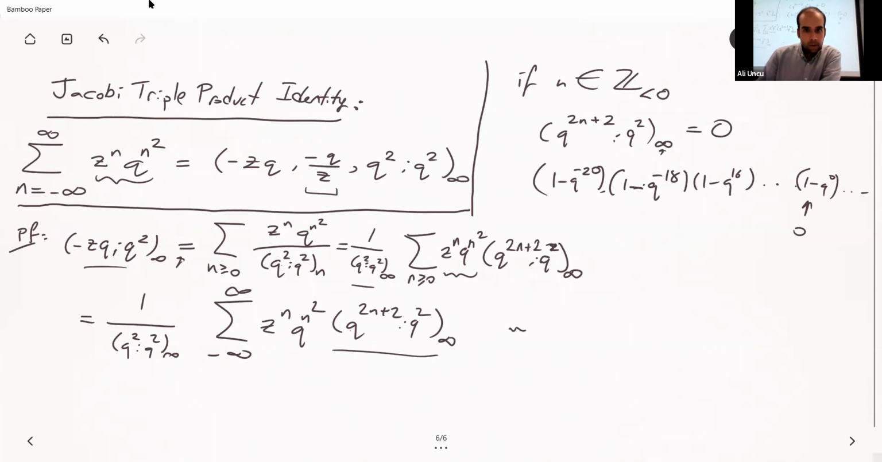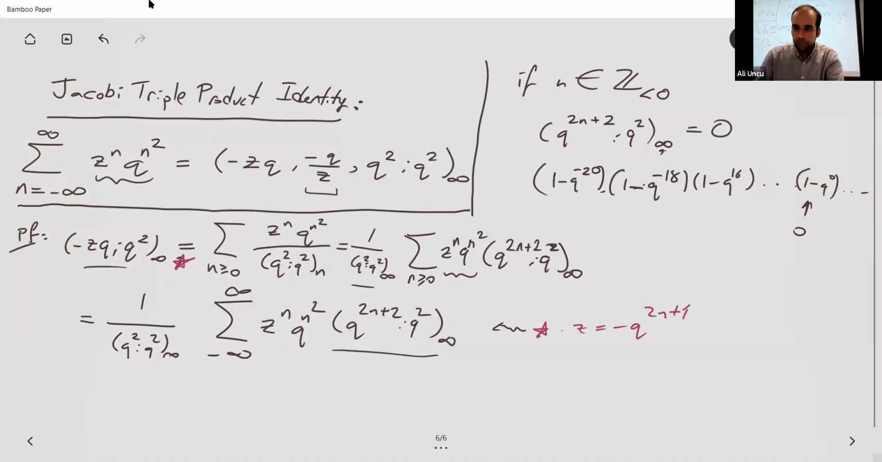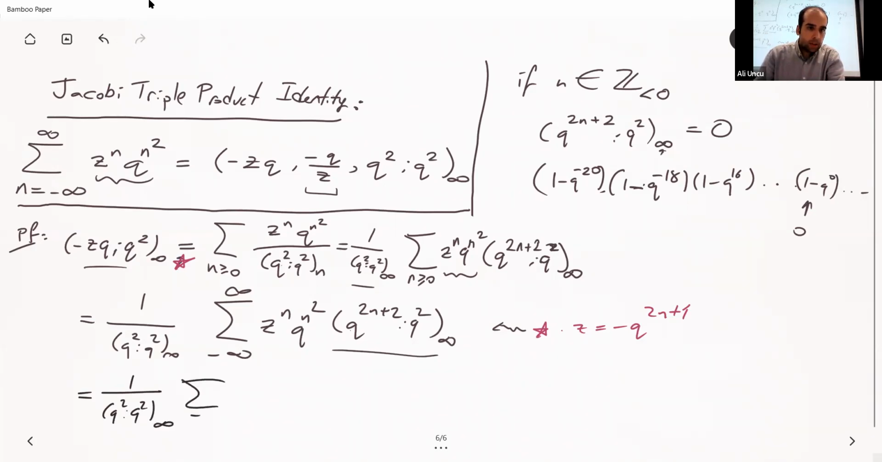So here, if I want to apply this one formula, which I will put a star here, if I want to apply this equation again, in this star, z has to be minus q to the 2n plus 1. Right? Perfect. So let's do that. 1 over (q^2; q^2)_infinity. I have this bilateral sum, negative infinity all the way to infinity, z^n q^(n^2). Then I need a new name, so m greater or equal than 0. This is not a bilateral sum. This is a single-sided sum. It goes from 0 to infinity.